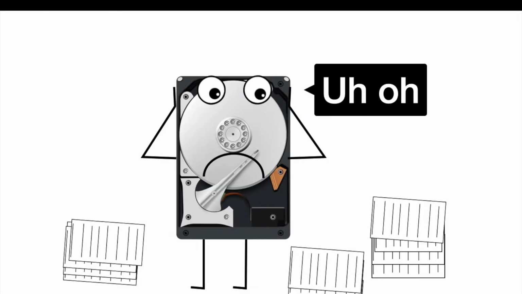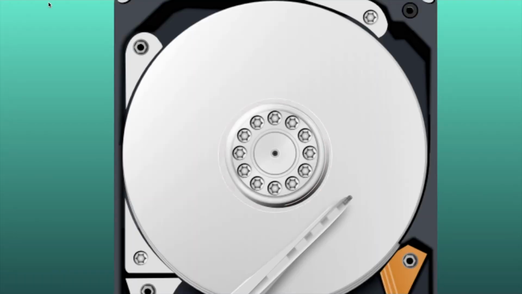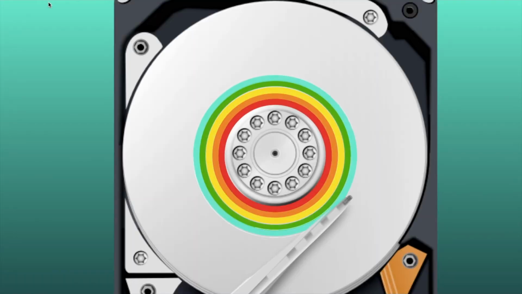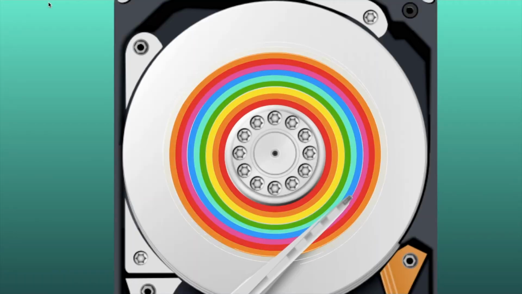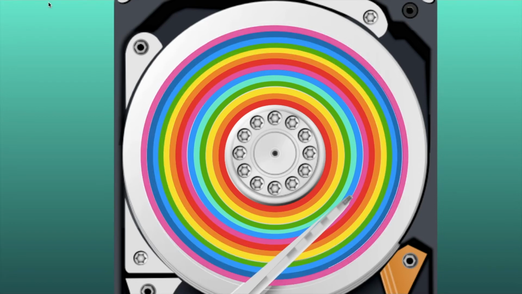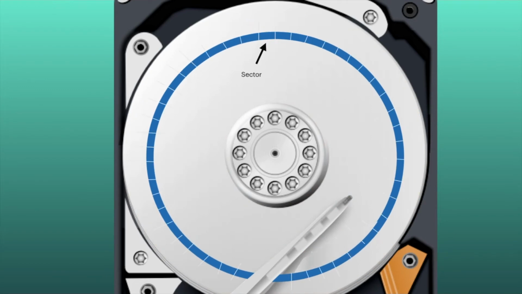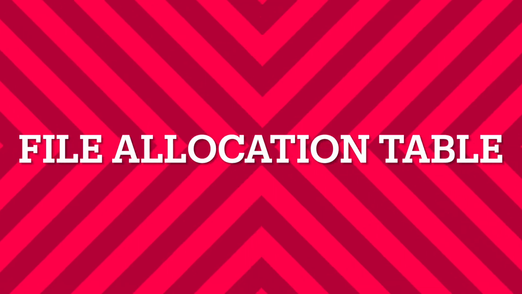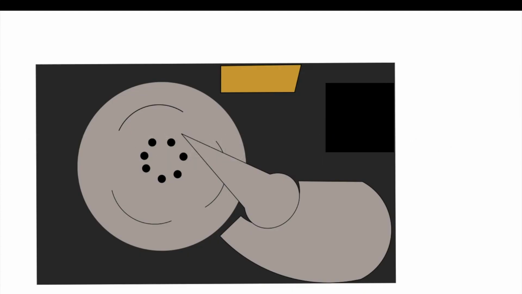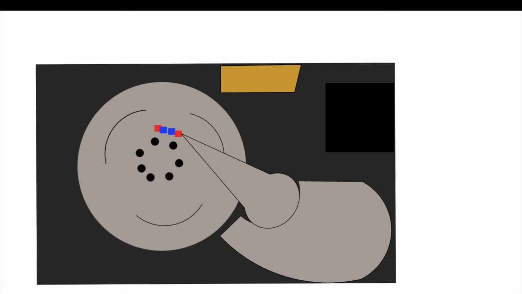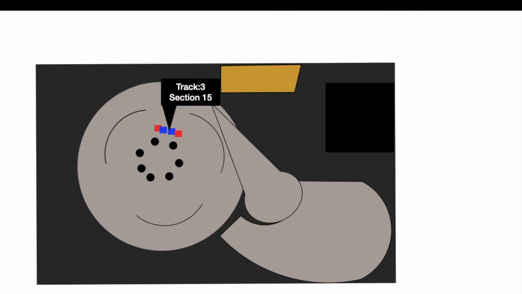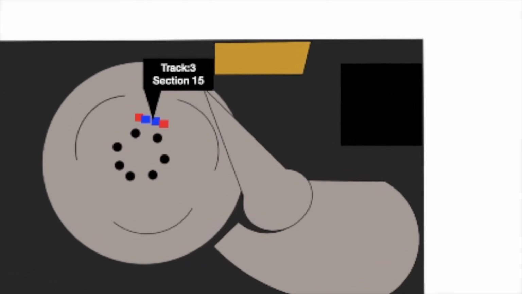How does a hard drive organize its files? A hard drive disk is divided into tracks. These tracks are similar to rings, increasing in size as we go farther from the center. Each of these tracks is divided into sectors. A bunch of sectors is called a cluster. This system is known as the file allocation table. To organize files, the hard drive writes down a file allocation table entry for each file. For example, a file can be located at track 3, sector 15.